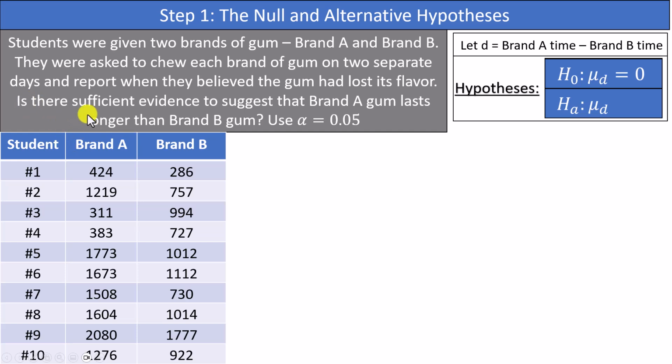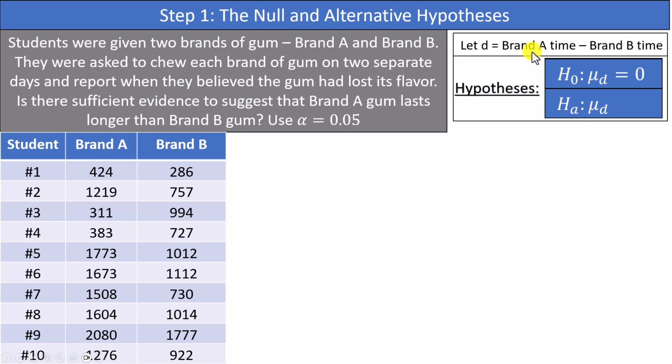So the problem says, is there sufficient evidence to suggest that brand A lasts longer than brand B? Well, if brand A was lasting longer than brand B, then when we subtract them in this order, we take the A time and subtract the B time, we're going to have to get a positive number, right? A positive number would represent that the A time is higher than the B time. Make sure you understand that. Maybe pause the video and think about why that would be the case.